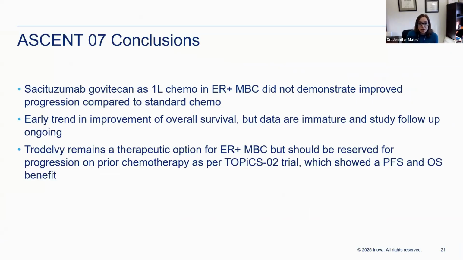So Trodelvy as first-line chemo in hormone-positive breast cancer did not demonstrate an improvement in progression. There was an early trend in improvement in overall survival, but the data is still pretty immature. We still need more follow-up. So this drug does have an approval for later lines. There was another clinical trial looking at including Trodelvy later after a couple lines of chemotherapy, and that was a positive trial that showed a progression-free survival benefit, so a delay in time to cancer growth. So it's still a therapeutic option, but we can reserve it. We can wait to give it until we've used up some of the more effective medicines earlier on.